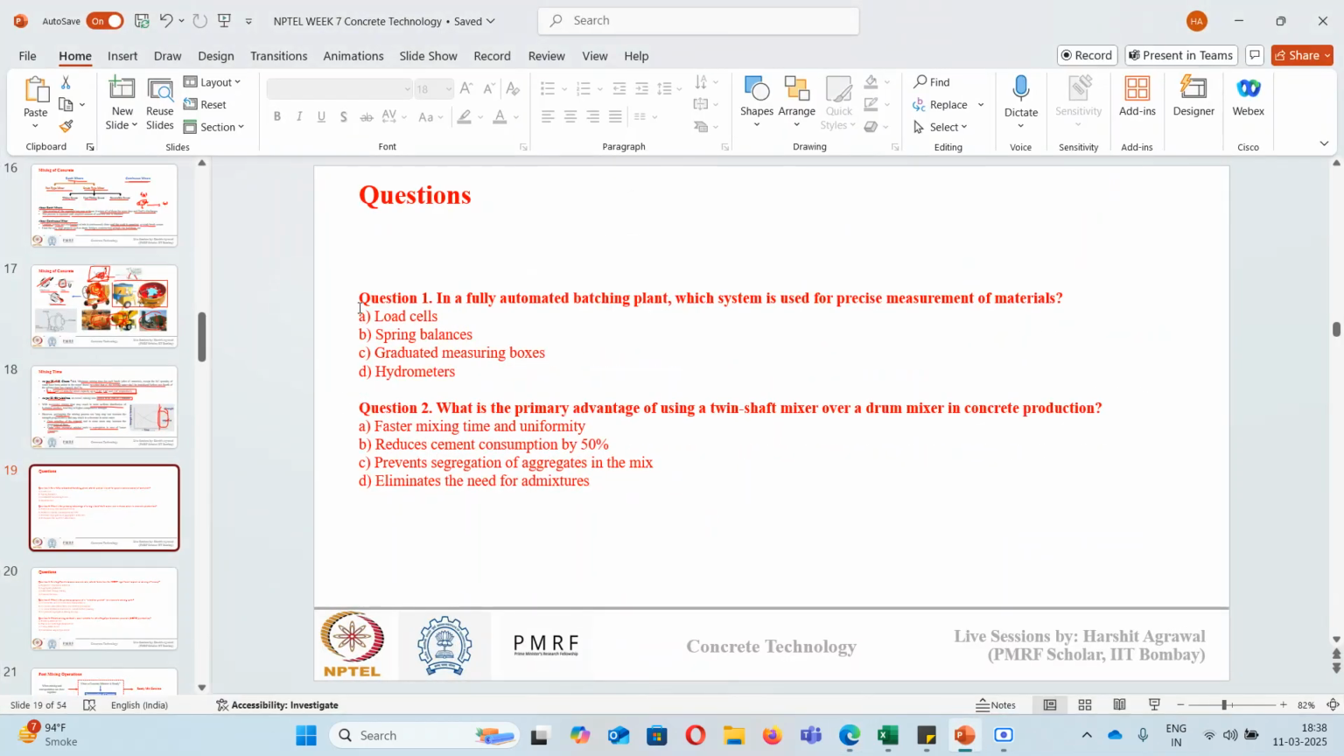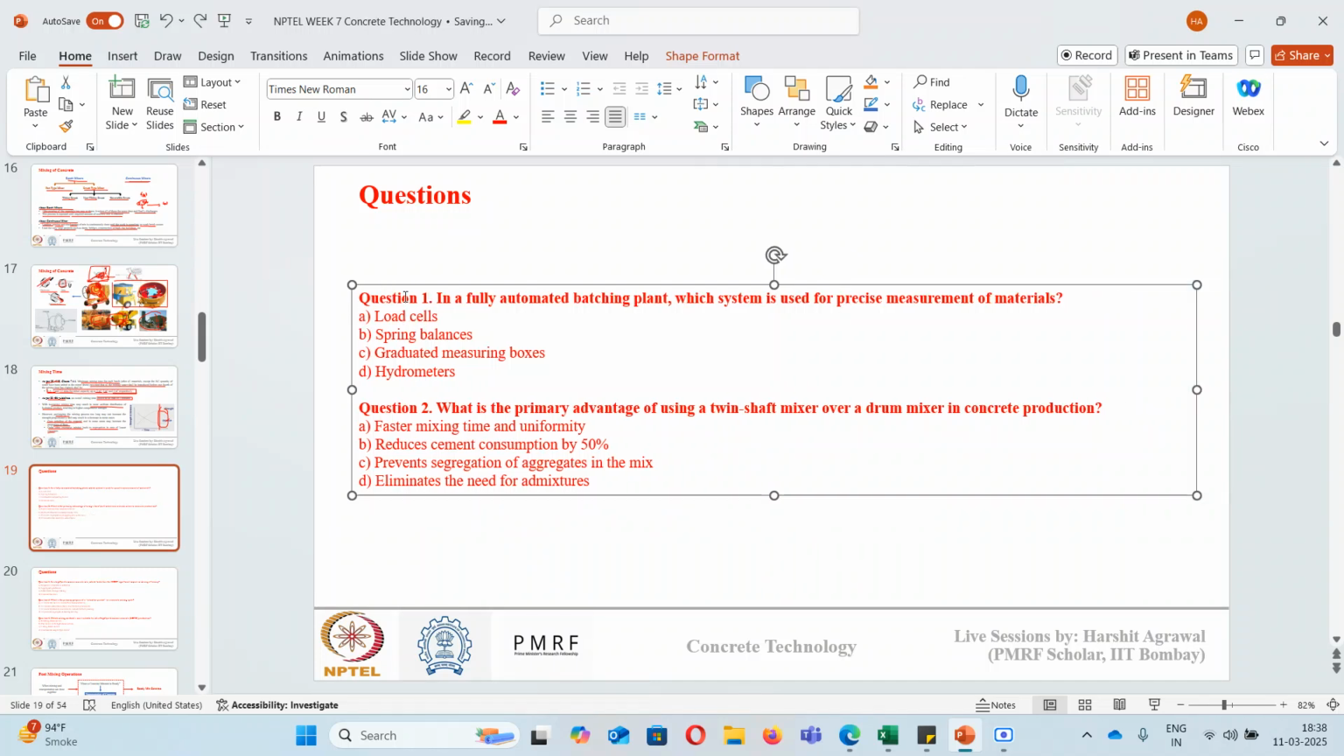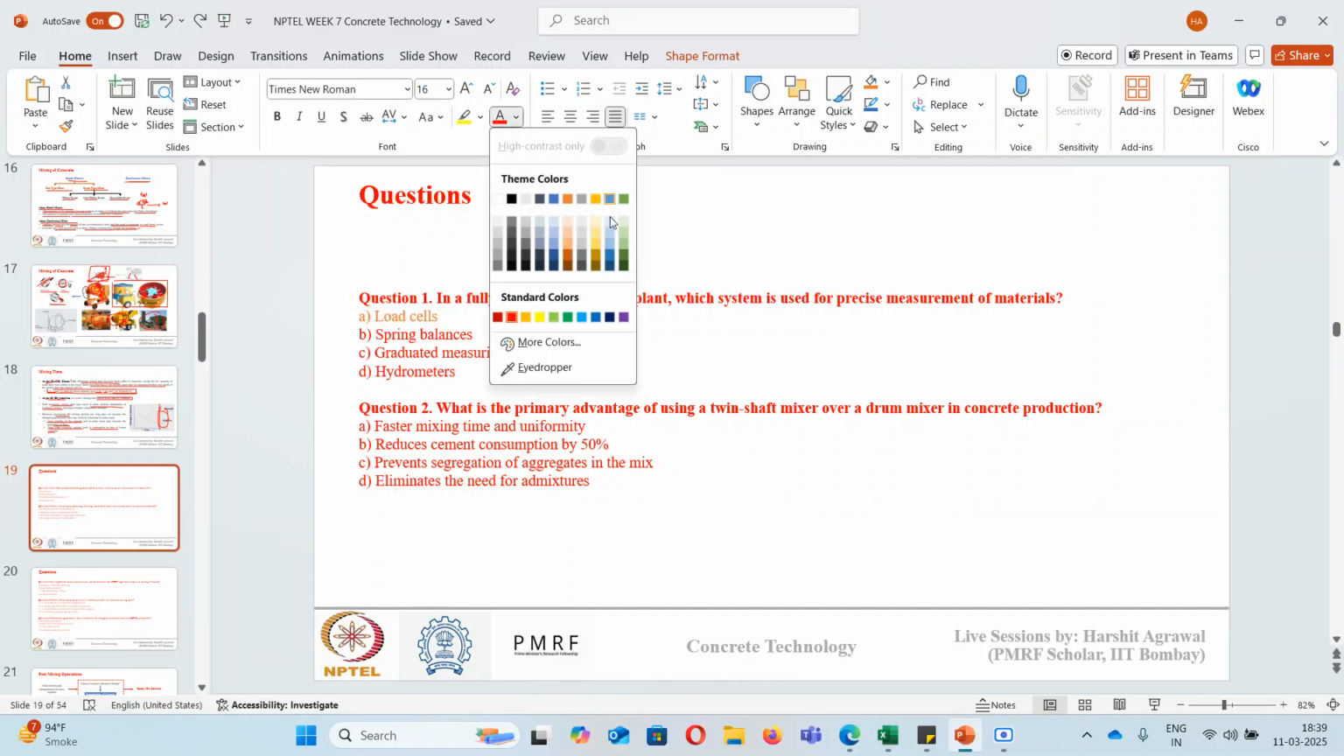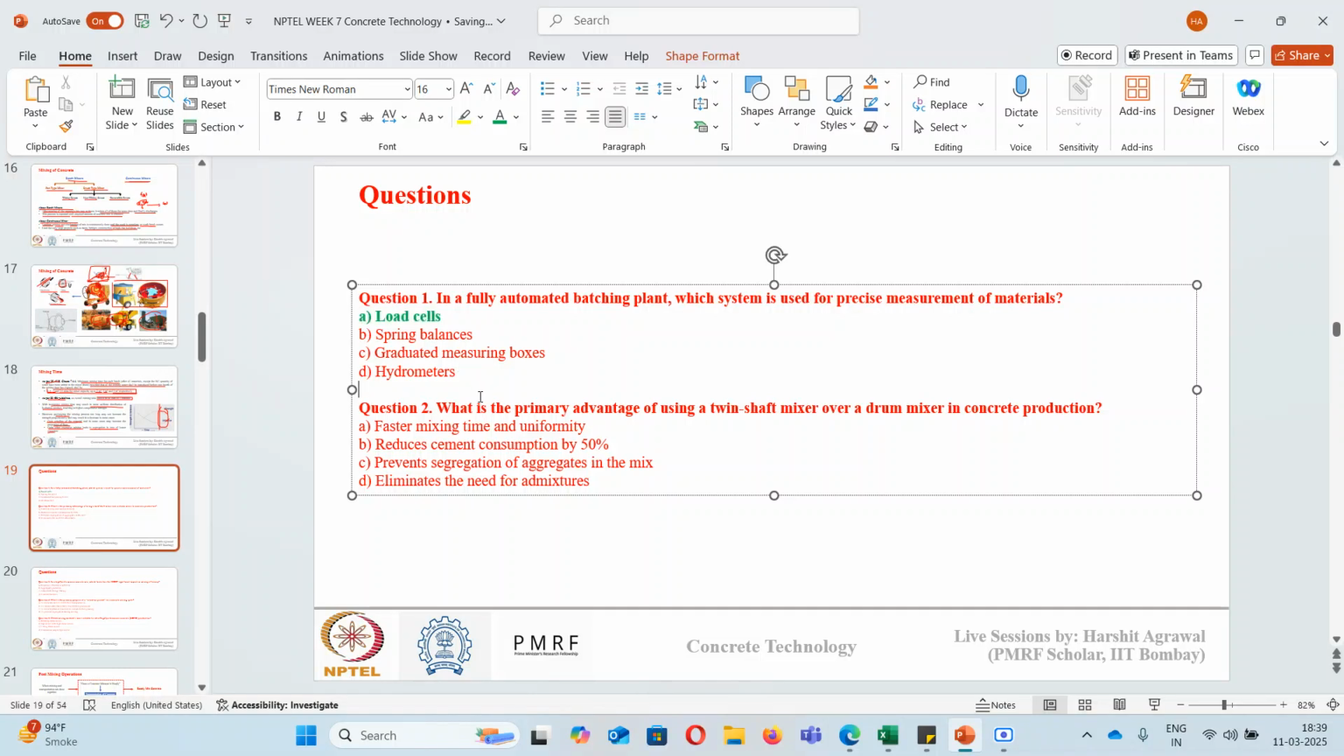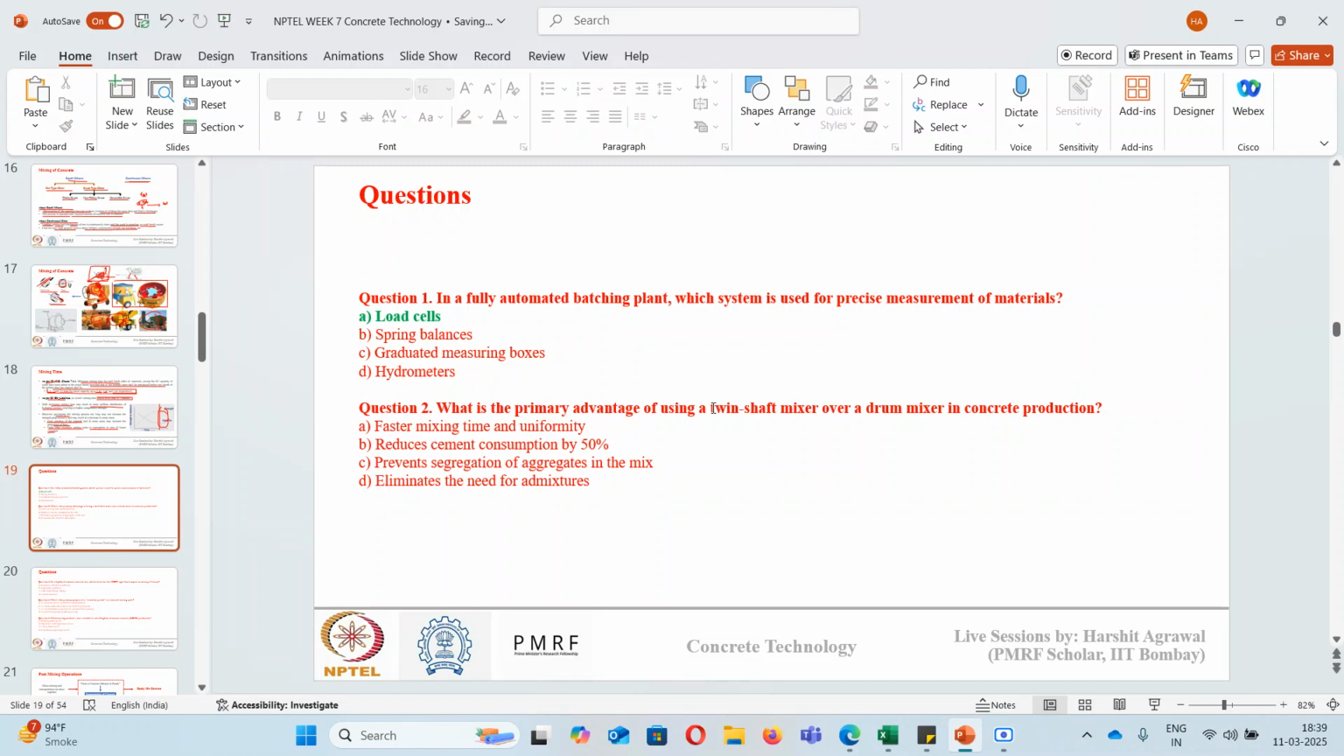Okay, so the correct answer is load cell. Why? Because load cells convert the mechanical force into an electrical signal, which gives us the reading of what material we are weighing. This ensures accuracy in the measurement of cement, aggregate, water, admixture, whatever we are using. Among all the choices mentioned here, the load cell is the most accurate measurement system. Now, for the second question, can anyone tell me the answer? What is the primary advantage of using a twin shaft mixer over a drum mixer in concrete production?